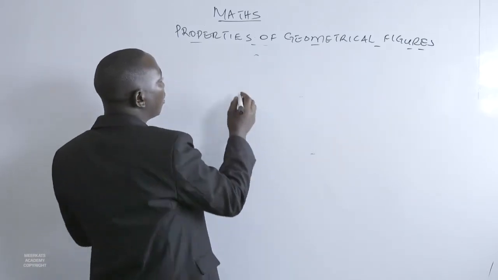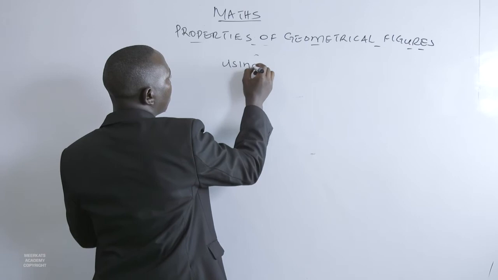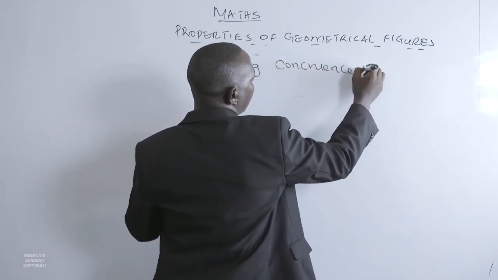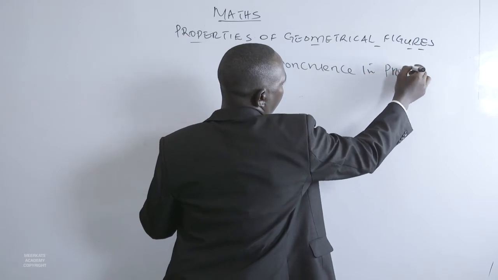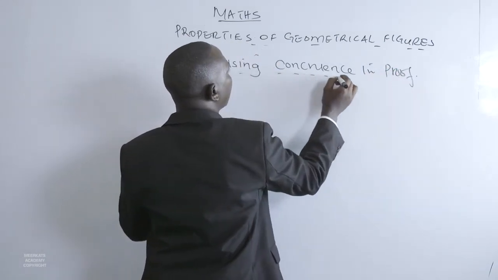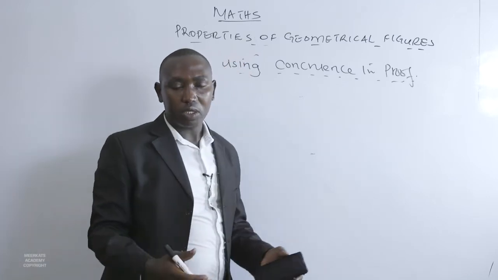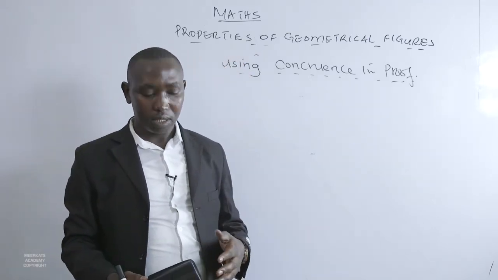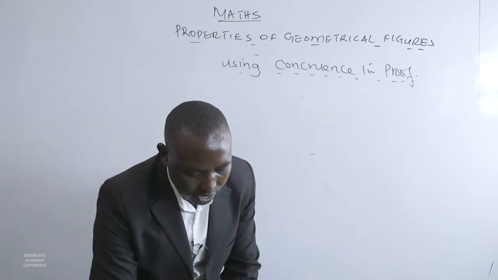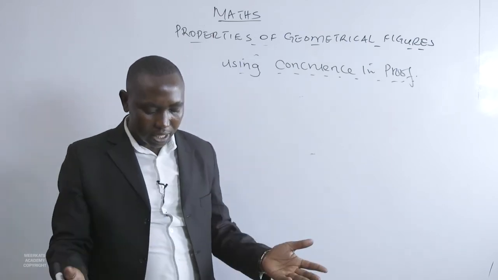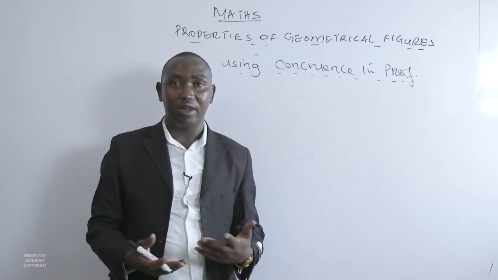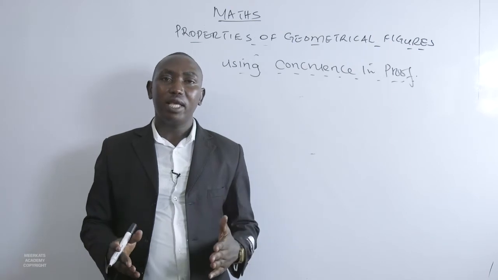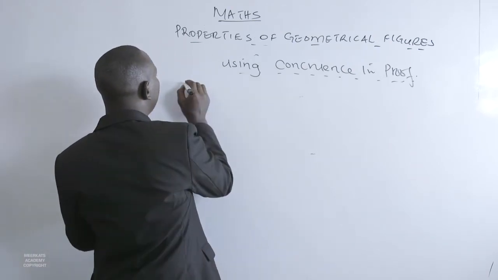That is using congruence. So sometimes we are forced, or we are given situations, where we are supposed to use congruence tests as proof in different scenarios or in different mathematical problems. Now, we can say that a proof is a mathematical sequence.